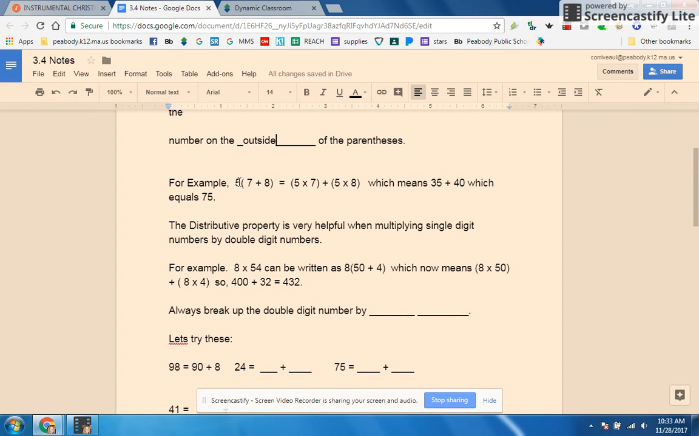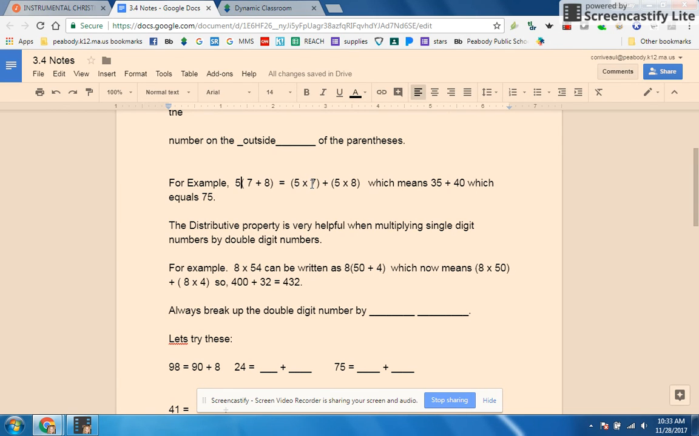For example, we have a number on the outside of parentheses, and if you remember, a number on the outside of the parentheses means multiplication. We're going to do something different, though. Instead of adding 7 plus 8 and getting 15 and then multiplying it by 5, we're going to take that outside number, the 5, and multiply it by both the numbers on the inside of the parentheses. That means 5 times 7, which I wrote here, and then 5 times 8, which I wrote here. And then you add those two numbers together.